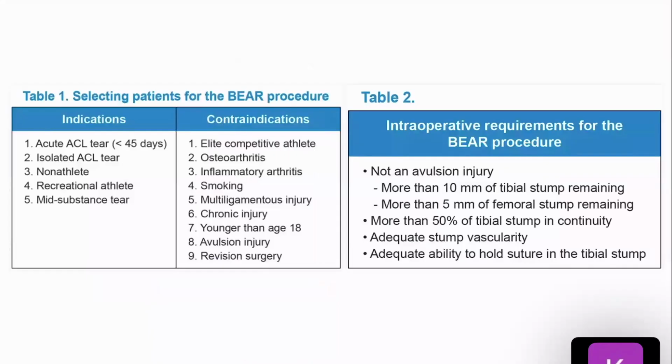And so this is a list of indications and contraindications when it comes to selecting patients for the BEAR procedure. This has changed over the years. Initially, there was an age cutoff. The ACL tear couldn't be older than, I think it was like 45 or 50 days. I remember reading 50 days on one paper. It had to be an isolated ACL tear, no multi-ligament injury, no meniscus tears. It initially started in patients who were non-competitive athletes, and eventually the indications are now for competitive athletes as well.